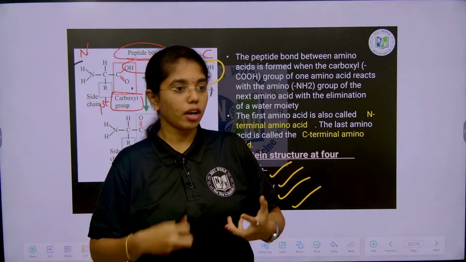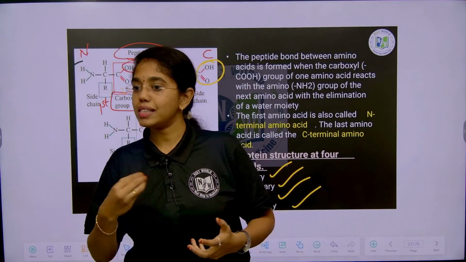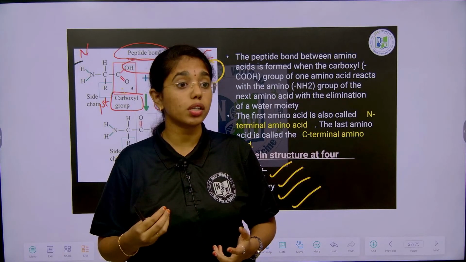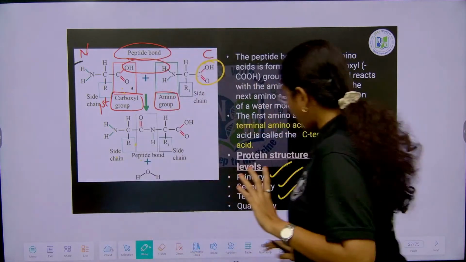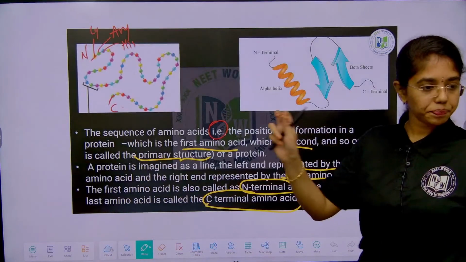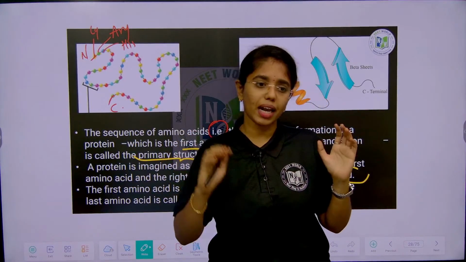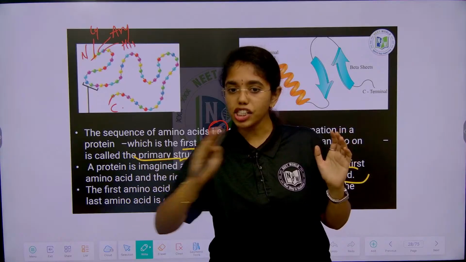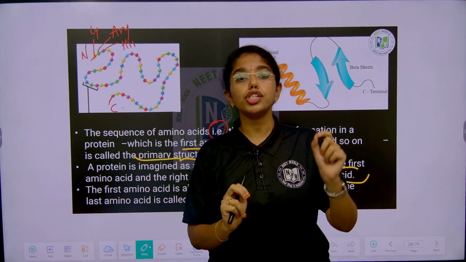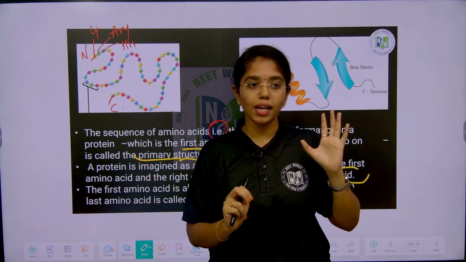When enzymes are functionally active, their active sites are of what structure? Tertiary structure. Primary structure is just like a line. The amino acids are bound with peptide bonds. You will have an N terminal and a C terminal, and that just gives what information? Positional information of amino acids.